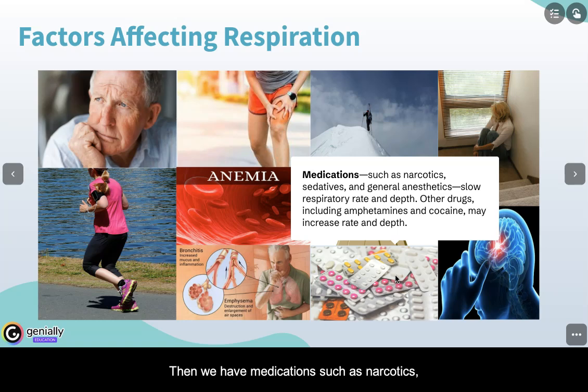Then we have medications such as narcotics, sedatives, and general anesthetics. They slow the respiratory rate.